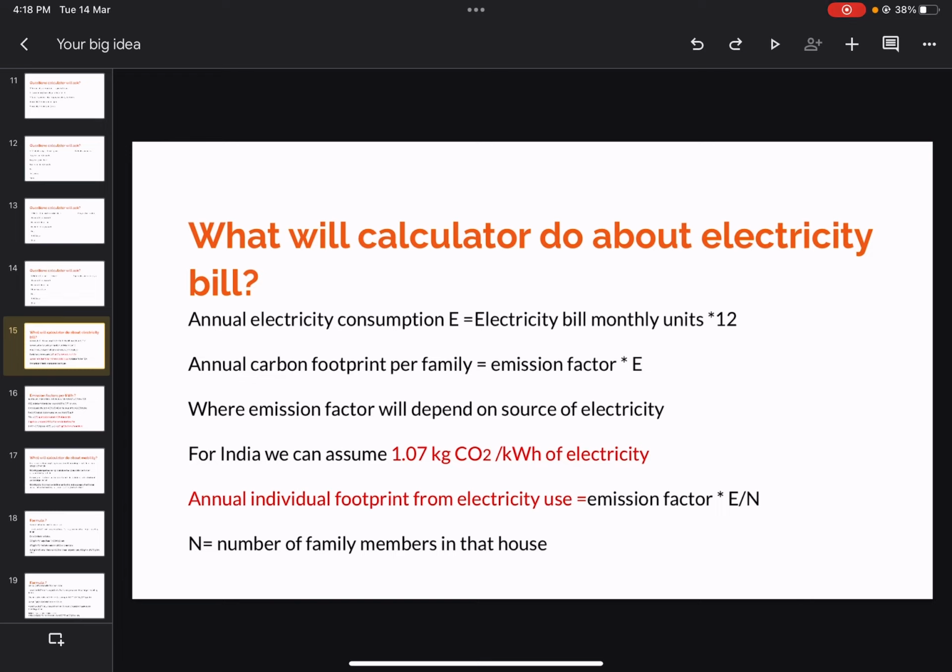So if that is fed into the calculator, then the annual electricity consumed by the user multiplied by the emission factor would give us the total emissions of that family. Because we had also asked the question of how many members are there in the family. So suppose the family had 4 members, then you divide that product, that is the emission factor times electricity consumed, by 4. Why? Because we want to calculate the individual footprint. This is how the calculations are done.